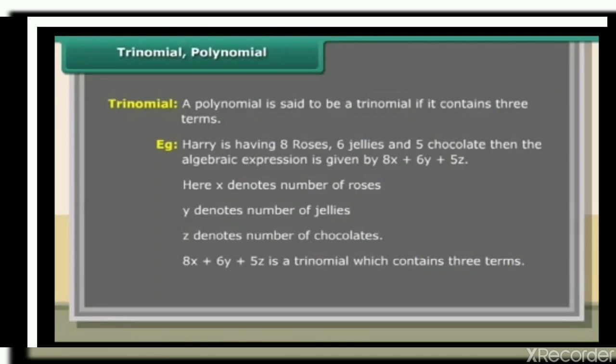A polynomial is said to be a trinomial if it contains three terms. Harry is having 8 roses, 6 jellies, and 5 chocolates. Then the algebraic expression is given by 8x plus 6y plus 5z. So here x denotes the number of roses, y denotes the number of jellies, z denotes the number of chocolates. So 8x plus 6y plus 5z is a trinomial which contains three terms.